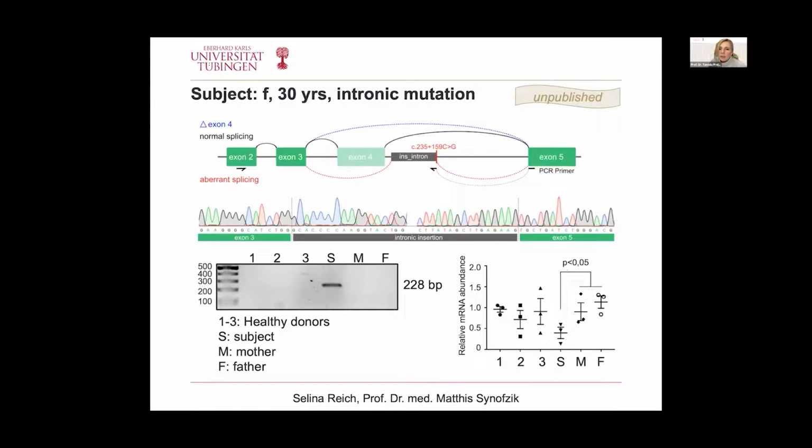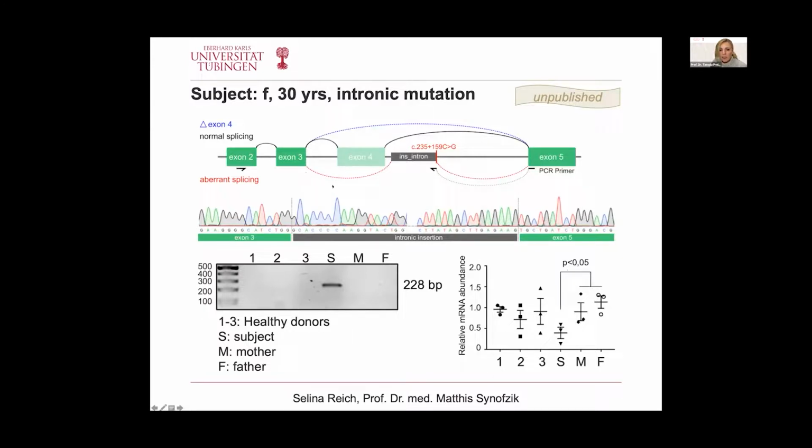Based on these results, we felt fairly confident to start a new project trying to identify what is wrong, or how autophagy functions differently in BPAN patients. This was really initiated by Matis Zinovcik, who found in one of his patients a novel mutation, and that was a mutation in an intron.